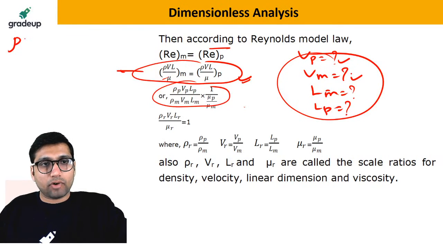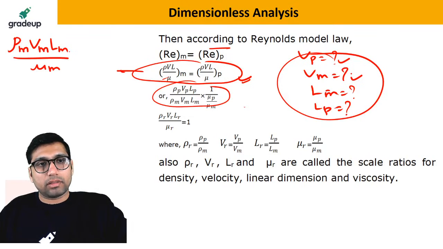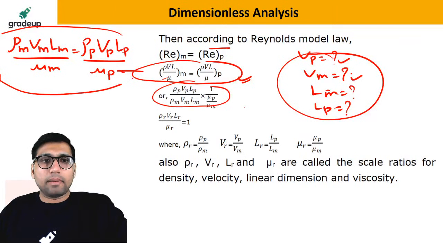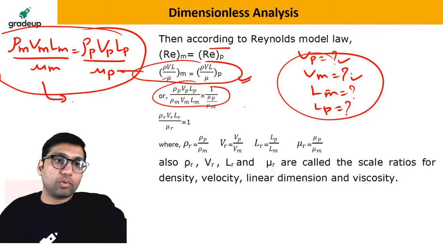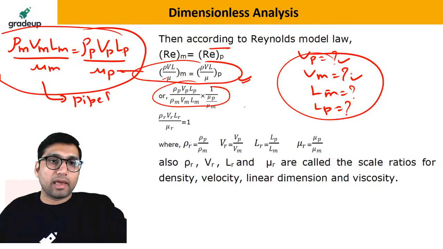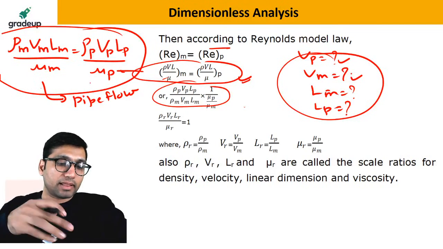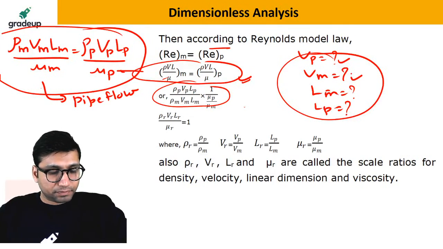You can simply use this formula: density of the model into velocity of the model into length of the model divided by mu of the model is equal to density of the prototype into velocity of the prototype into length of the prototype divided by mu of the prototype. This is a simple formula, but this formula is only used in the application of pipe flow and flow through submarines and other applications. Okay.